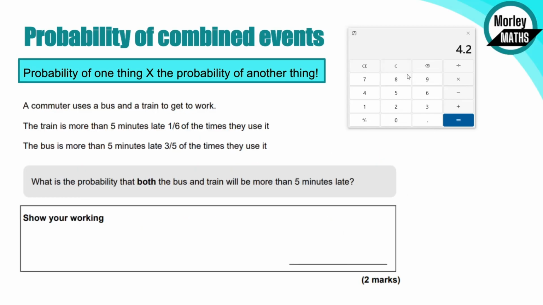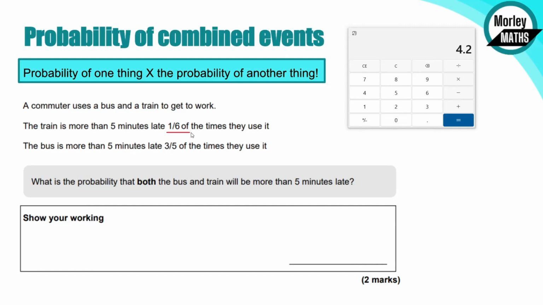Now, City and Guilds, on the other hand, prefer to do those questions as fractions. So we're going to multiply fractions together. So you get a little bit of extra off-topic stuff here. A commuter uses a bus and a train to get to work. The train is more than 5 minutes late 1 out of 6 times they use it. The bus is more than 5 minutes late 3 out of 5 times they use it. What's the probability that both the bus and the train will be more than 5 minutes late?